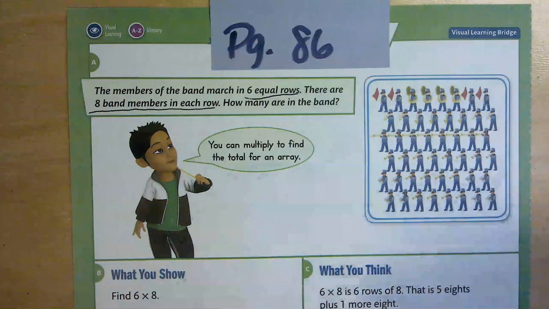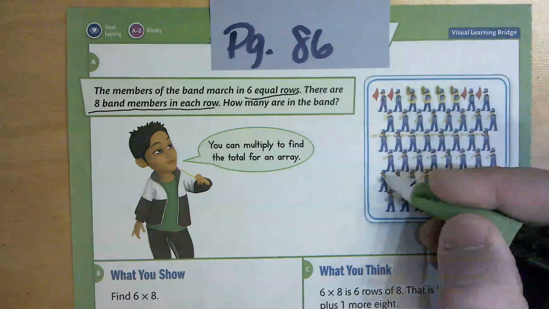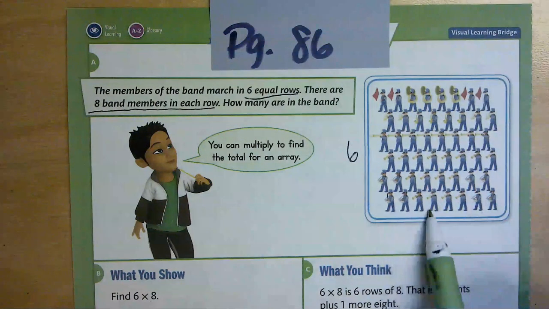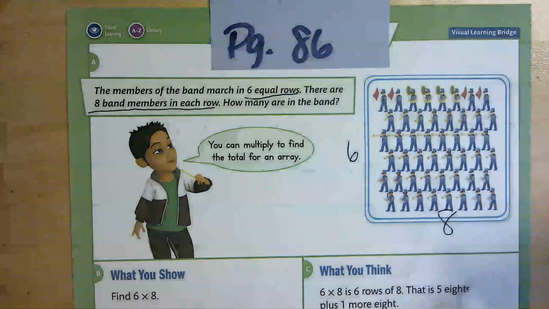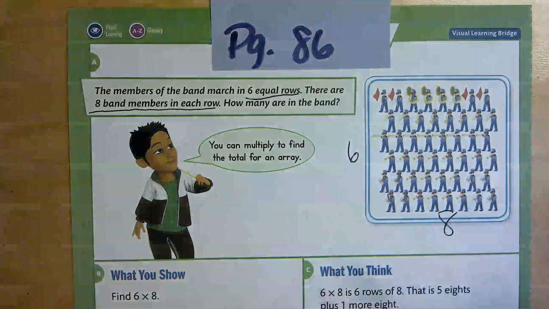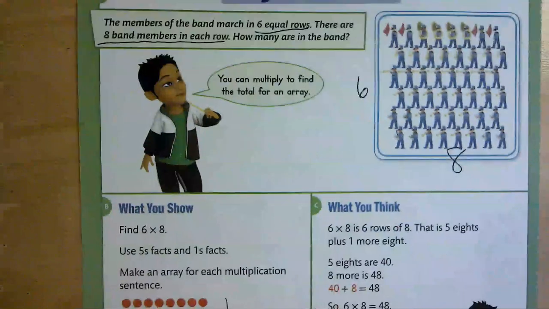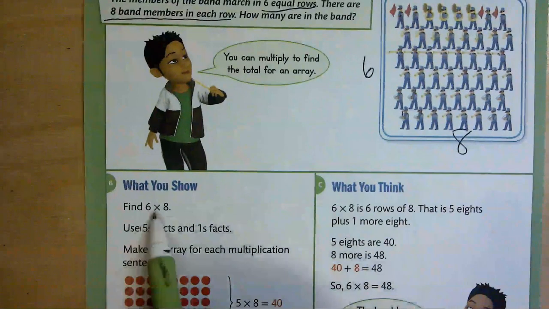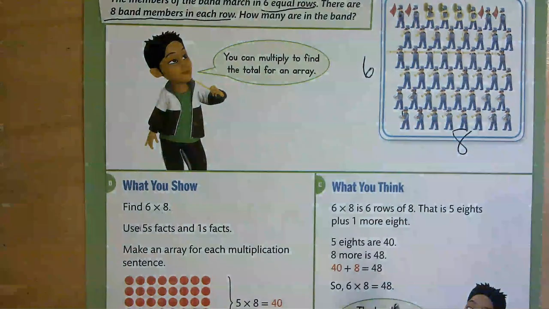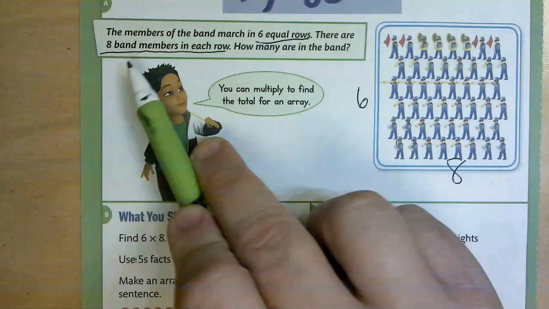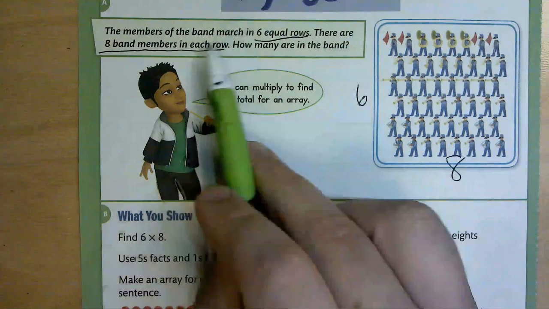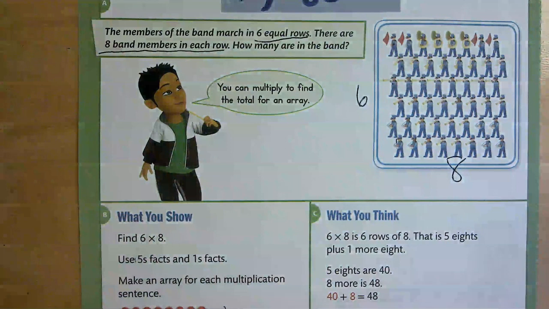So we can multiply to find the total for an array. And this is what we were working on the last few days. But if we look here, 1, 2, 3, 4, 5, 6 going down the side. And then how many across? 1, 2, 3, 4, 5, 6, 7, 8. All right, so this array is 6 by 8. And so if we look at box B down here, box B tells us, yep, we want to find 6 times 8. And that's why in our word problem up here, 6 rows and 8 in each row are what we underlined, so that we can find out how many band members there actually are.